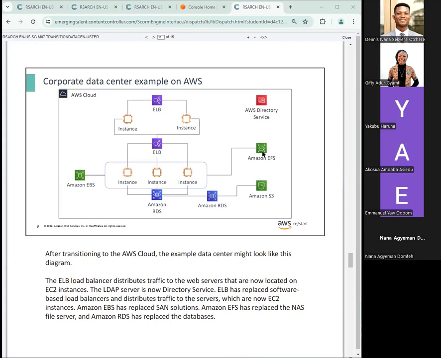So EBS is not the only storage option that you can use with your instance. You can use EFS, you can use instance store. With instance store, that one is physically attached to the instance. With instance store, you don't pay. So you don't pay for the instance store. So your cost of the instance would automatically take care of that.